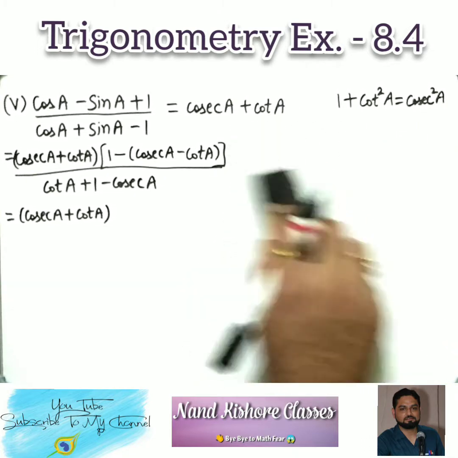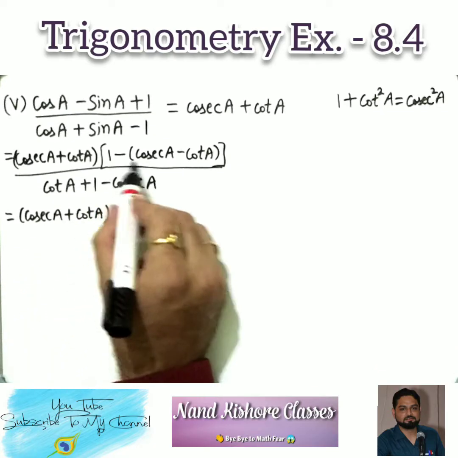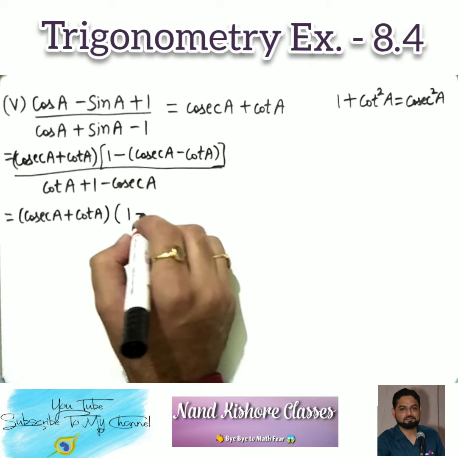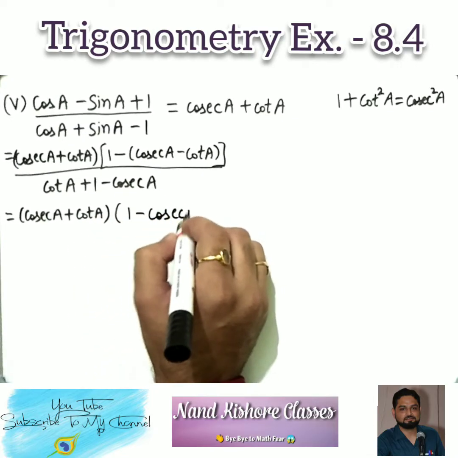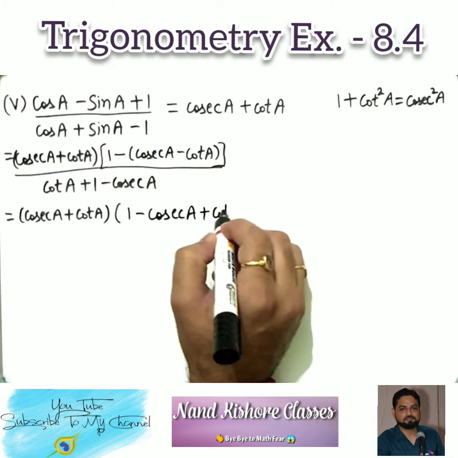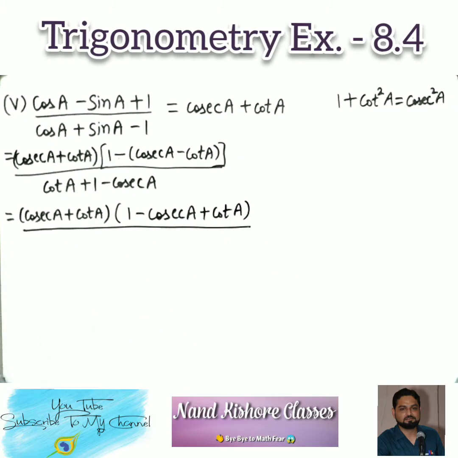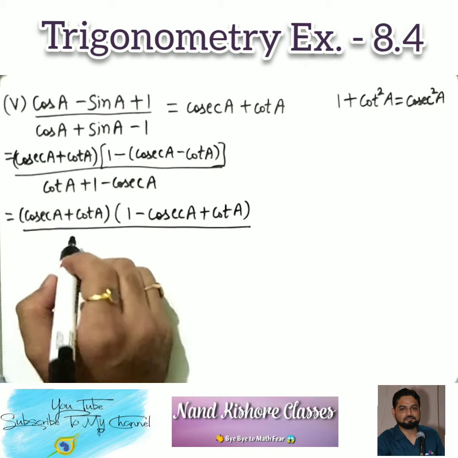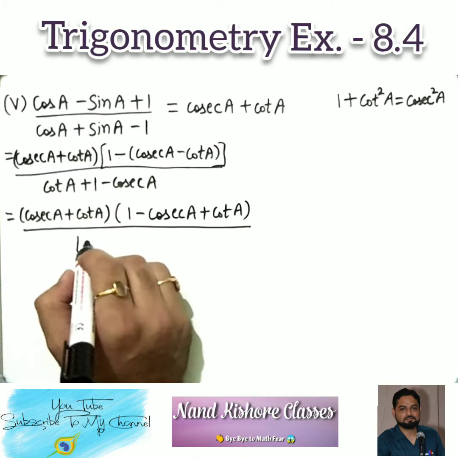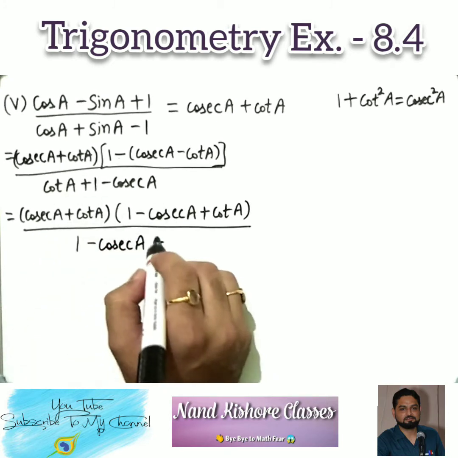Let's continue with this step. Cosecant A plus cot A as it is. And now open this bracket inside: 1 minus cosecant A, then minus minus plus cot A. Now let's check the denominator. This 1 I'm writing at the first place. At the second place I'm writing minus cosecant A. And this cotangent A I am writing at the third place.